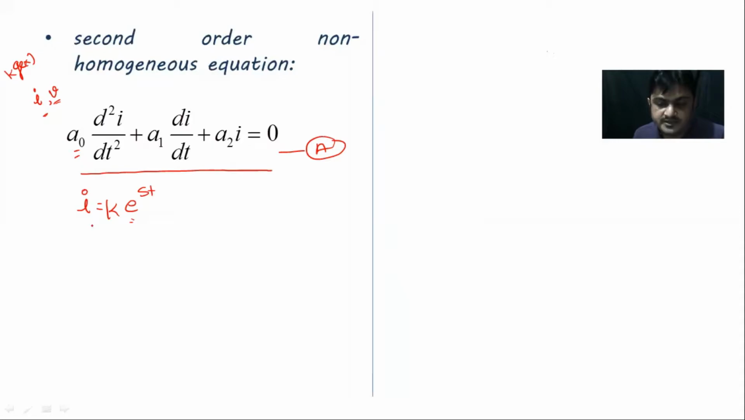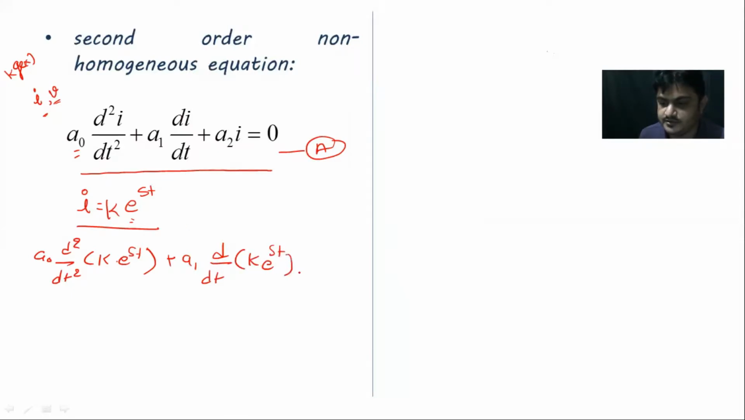So now I am assuming that I is equal to k into e raised to st, that is the solution of this differential equation. So let me put it over here: a0 then d square by dt square. Instead of I, can I write down k into e raised to st? So let me write down here k into e raised to st, plus a1 d by dt of, instead of this I, can I write down k into e raised to st? So let me write down k into e raised to st, plus a2, and similarly here also I can write down k e raised to st, that is equal to 0.